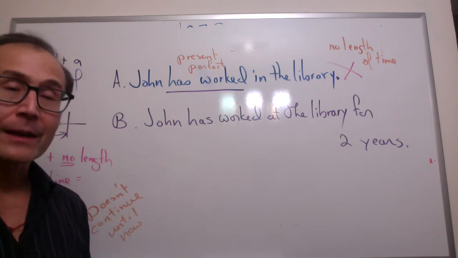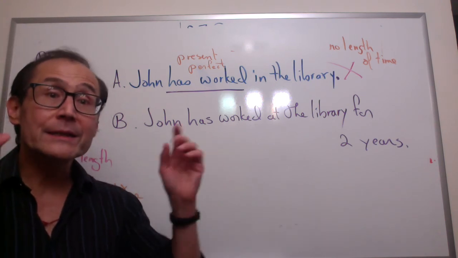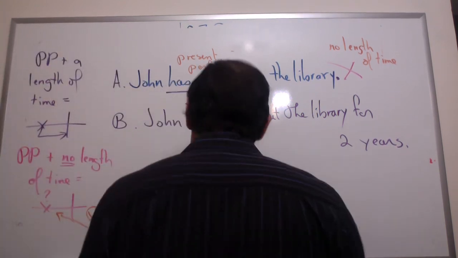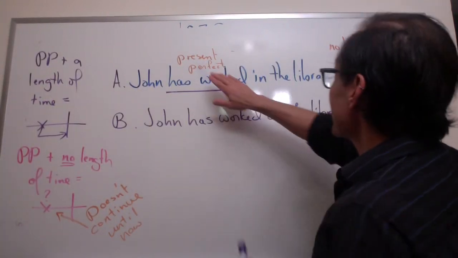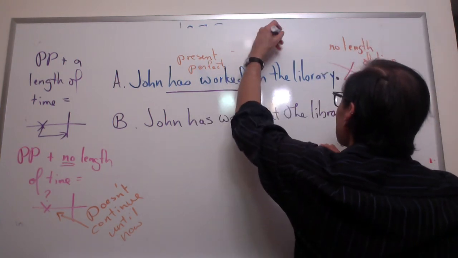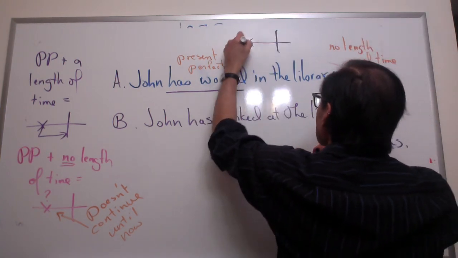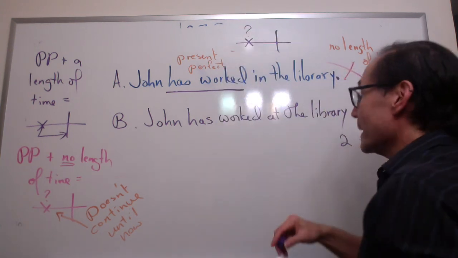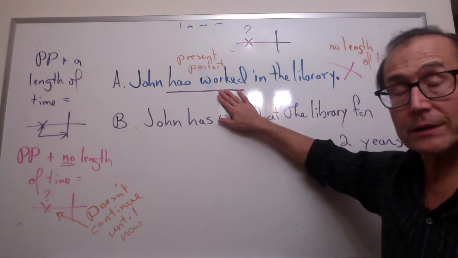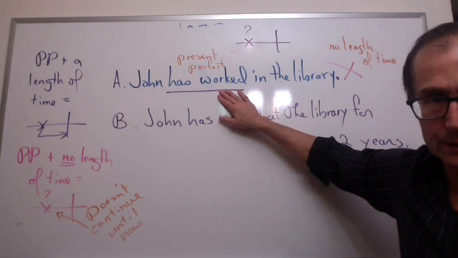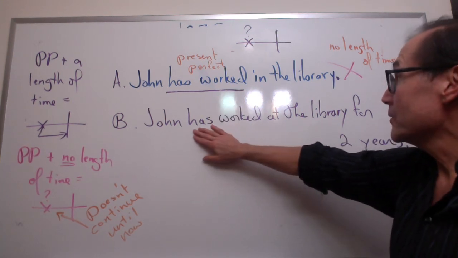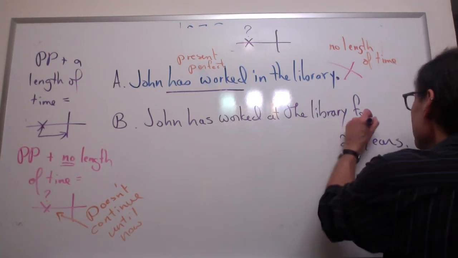Okay. I hope you thought they mean different things, because they do. Okay, let's talk about that. When I use present perfect with no length of time, that means that it happened in the past, but the time is not clear, and it doesn't continue until now. So if I say John has worked at the library, he doesn't work at the library now. Now, John has worked at the library for 2 years.